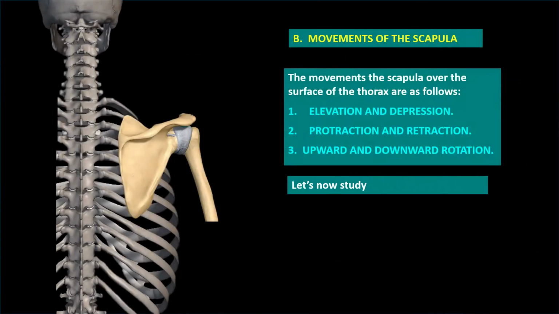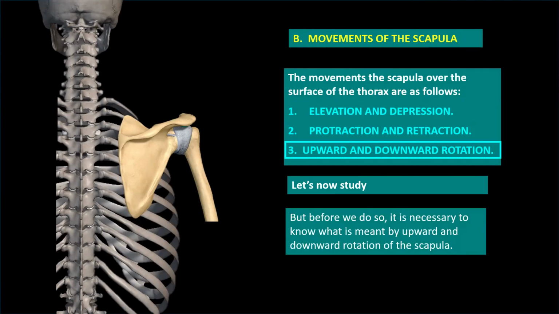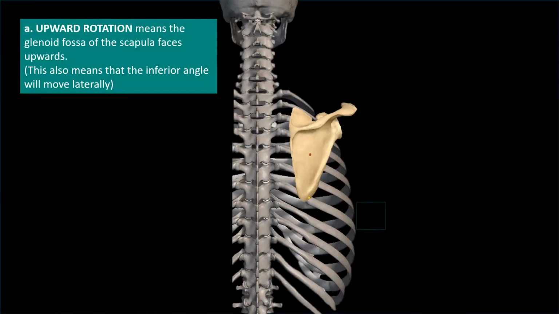Let's now study upward and downward rotation. But before we do so, it is necessary to know what is meant by upward and downward rotation of the scapula. A. Upward rotation means the glenoid fossa of the scapula faces upwards. This also means that the inferior angle will move laterally.